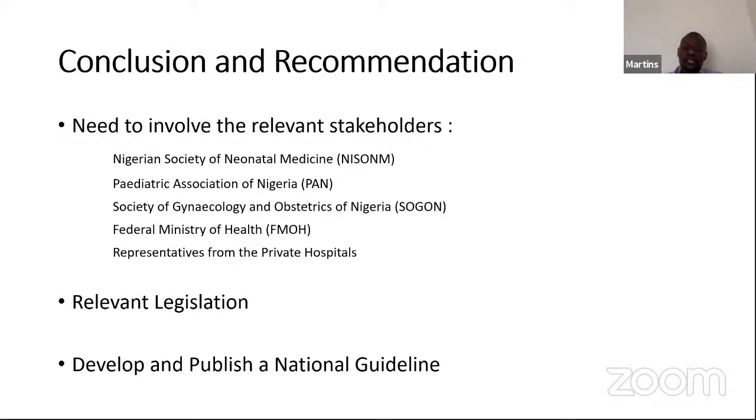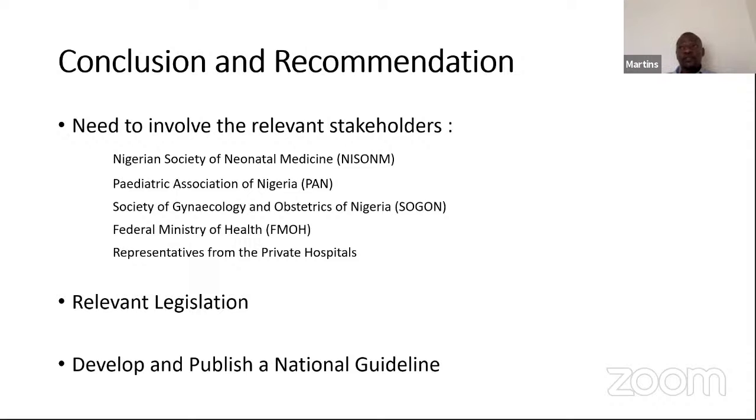So if this is domesticated among all the federating units in the country and adopted by all institutions, irrespective of private and public hospitals, it is going to go a long way to ensure uniformity of care. Again, having a well-established transport system would really help in taking care of this baby. So as part of the guideline being developed by these relevant bodies, there should be a plan to transport a baby from either private or public hospitals.